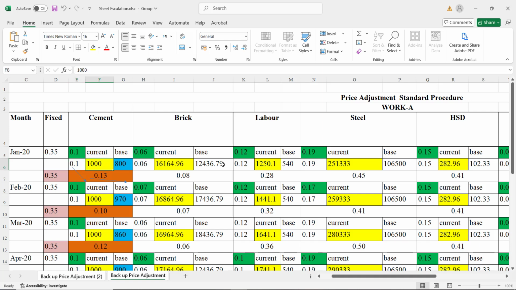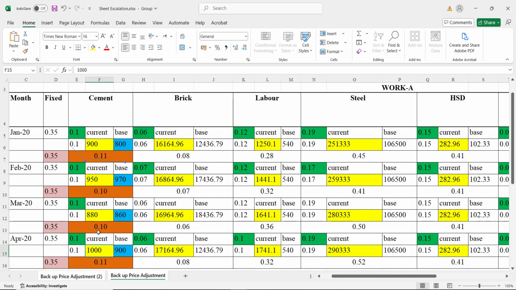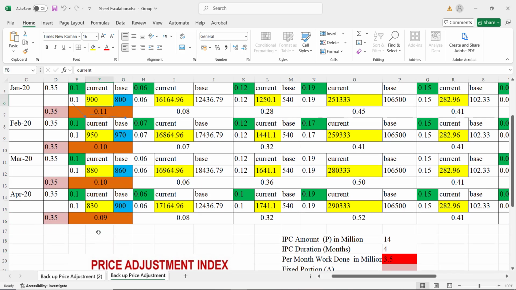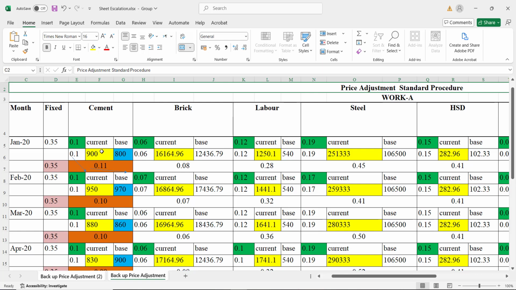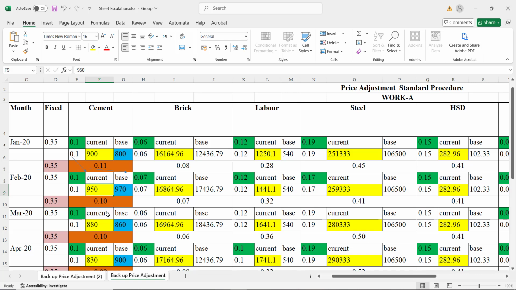For the current rate, I have made it yellow. We have to change this according to the statistical bulletin. Suppose in the month of January this is 900, in the other month this is 950, in the other month 880, and this may be variable, 830. So this current rate should be taken monthly from the statistical bulletin, which is issued by the government of Pakistan.